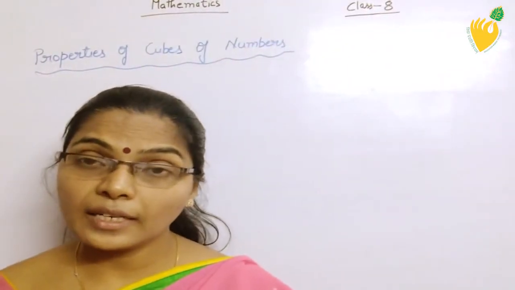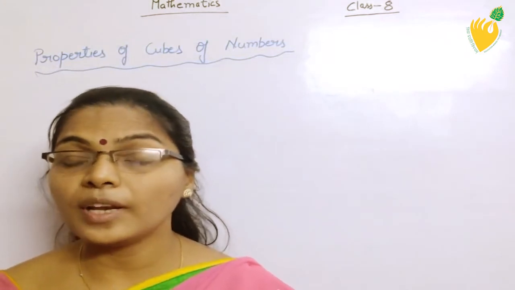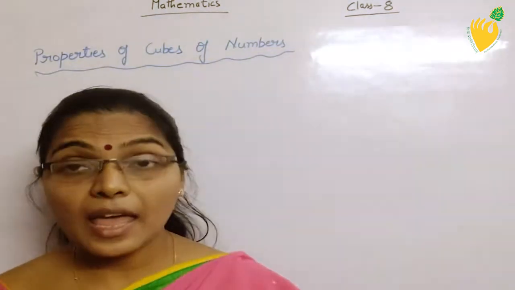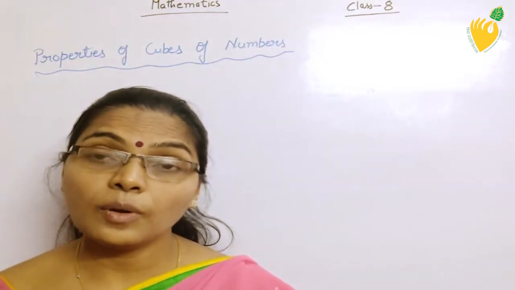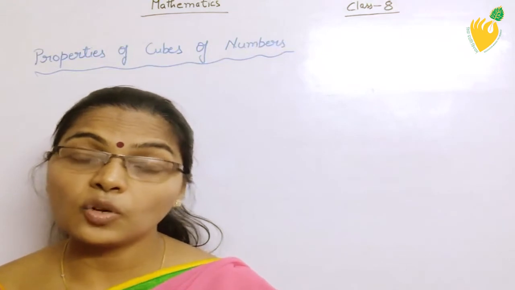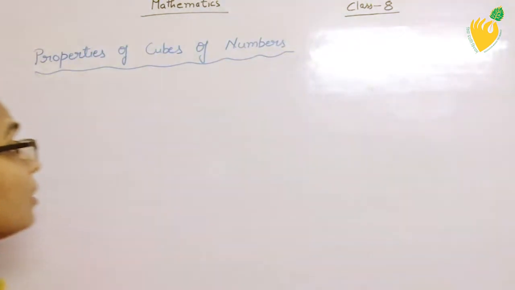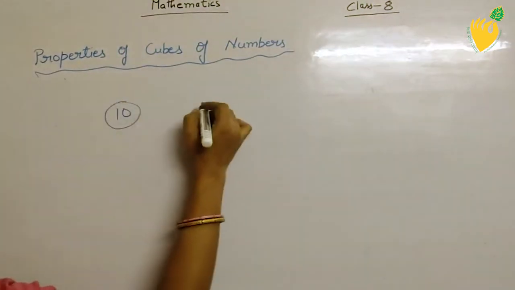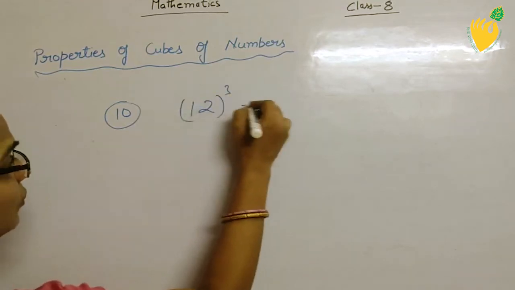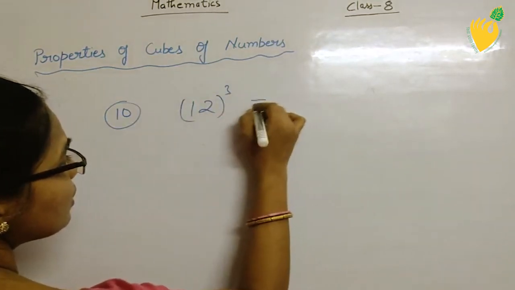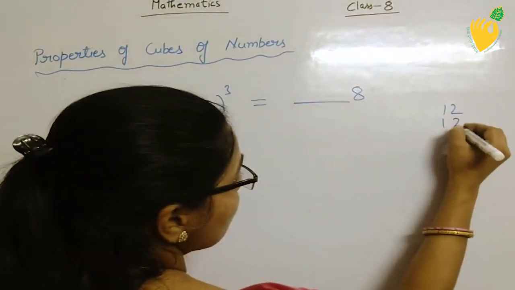Next property is, students, that if any number ends with the digit 2, then the cube of that number will end with the digit 8, and vice versa. If any number ends with the digit 8, then the cube of this number will end with the digit 2. See how? Suppose we take the number 12, then the cube of this will end with the digit 8. If you want to check it, you can check it also.